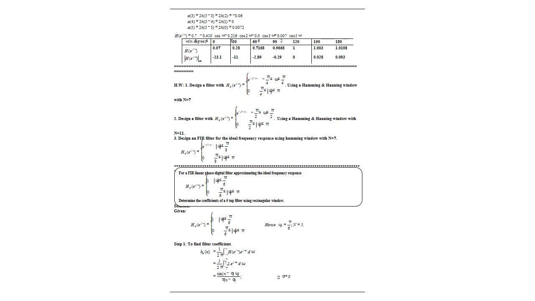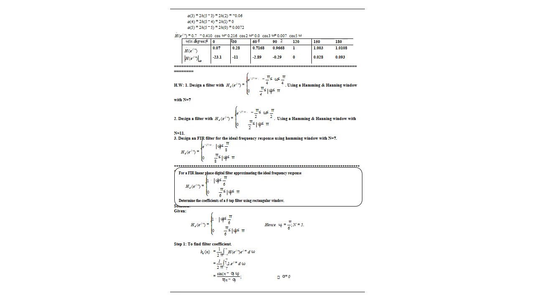So here is one of the home problems, that is, design a filter with Hd of e power j omega, and that value is given, using the Hamming window with n equal to 7. So if n equal to 7 is given, we have to find out the Hamming window formula and substitute it, and then we have to get the Hd of n value. Okay, so we have to multiply together and get the tabular column.